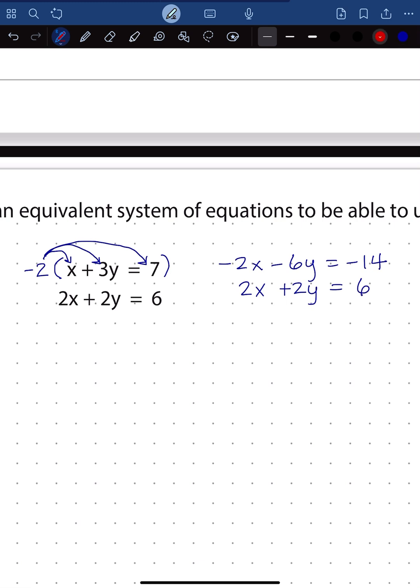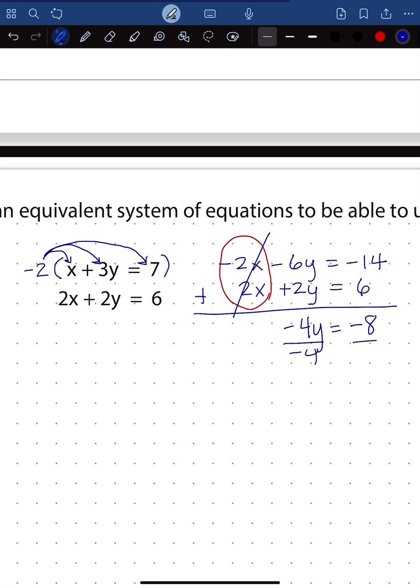Now we should notice that we have opposite coefficients. Since those are opposite coefficients, that allows us to eliminate the x variable, solving for y first. Negative 6y plus 2y is negative 4y. Negative 14 plus 6 is a negative 8. To continue to solve for y, I am going to divide both sides by negative 4. Therefore, y is equal to a positive 2.